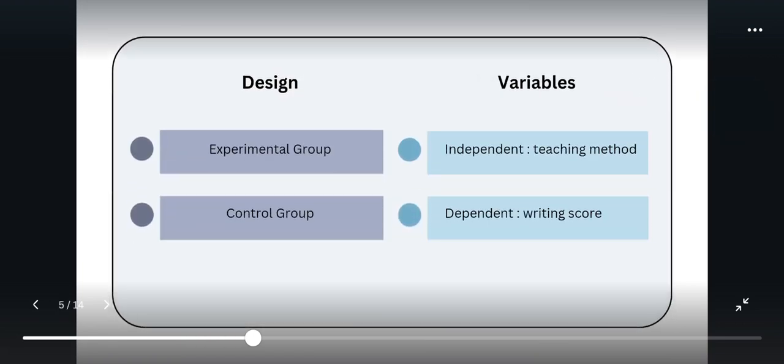And then we move to research design and variables. The study uses an experimental research design with two independent groups, and the total number of participants is 20 students. The experimental group is taught using picture series, while the control group is taught using the conventional method. The independent variable is the teaching method, of course, and the dependent variable is the students' writing scores.